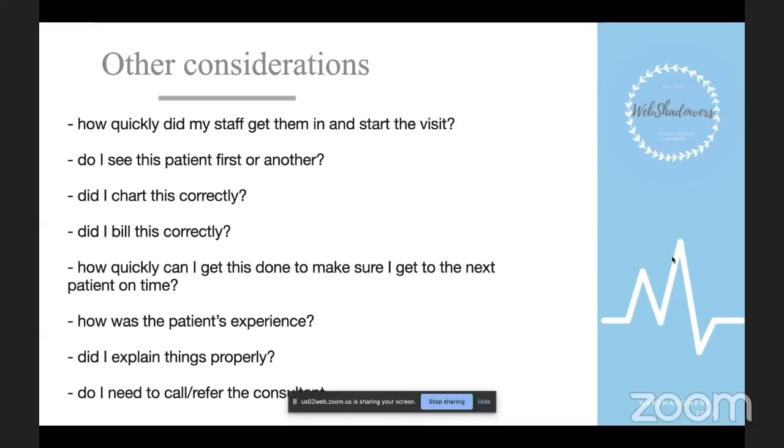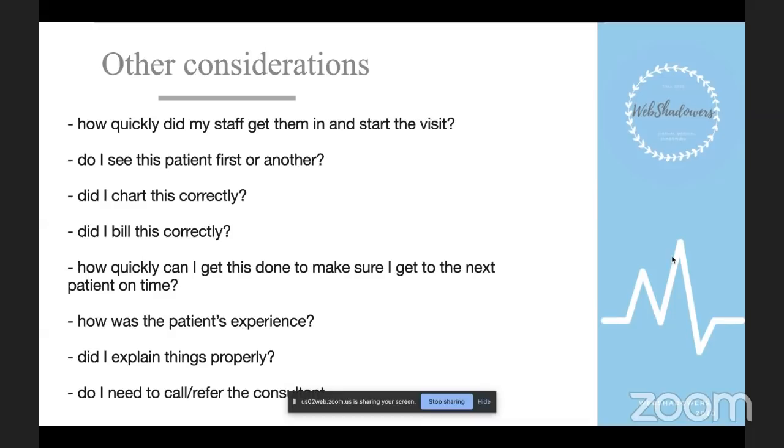Did I build this correctly? Meaning, am I or my staff going to get paid for this, because I didn't build this correctly? How quickly can I get this done to make sure I get to the next patient on time? How was the patient experience? If they had a really bad experience, they might write a formal complaint against me. Did I explain things properly? Do they feel comfortable? Do I need to call or refer or consult? I mean, there's all these things that come in for every single patient scenario. So it's a lot to think about for sure, especially in primary care.